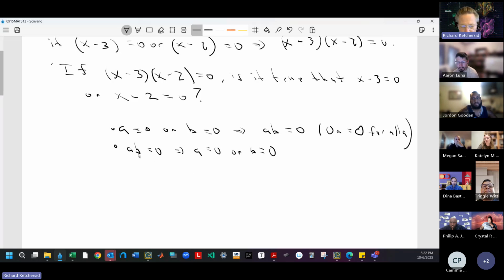But if it turns out that A times B equals 0 where neither of these is 0, that can happen, right? That means that A or B is a zero divisor. So if you have zero divisors, then you can't go in that direction, right? So that's the point.